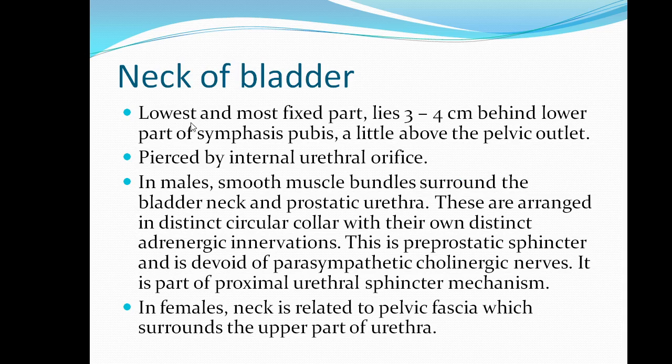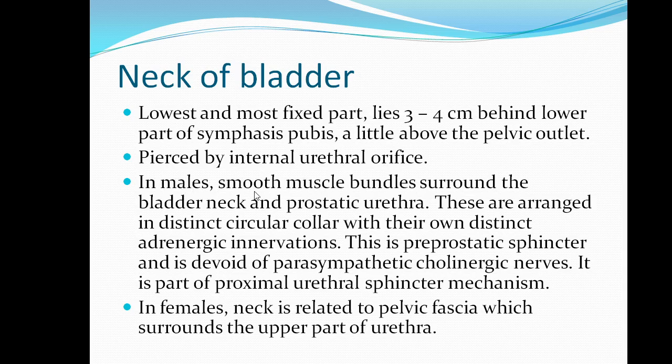The neck of the urinary bladder is the most fixed part. It lies 3 to 4 cm behind the lower part of the symphysis pubis, a little above the pelvic outlet. It is pierced by the internal urethral orifice.